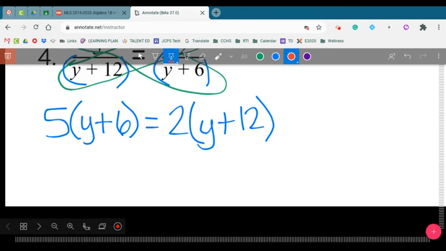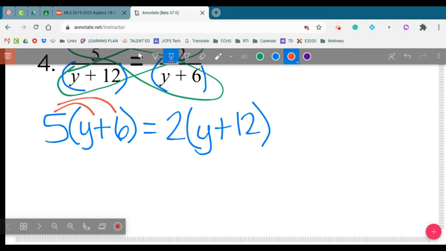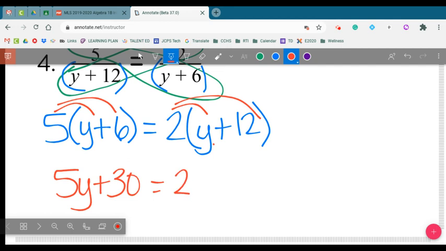So I now have parentheses on both sides. So you should know that you have to distribute on both sides. 5 times y is 5y. 5 times 6 is 30. 2 times y is 2y. 2 times 12 is 24.